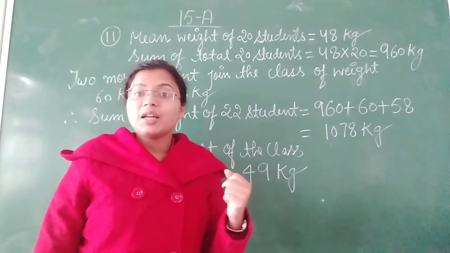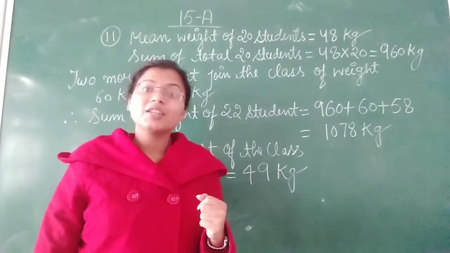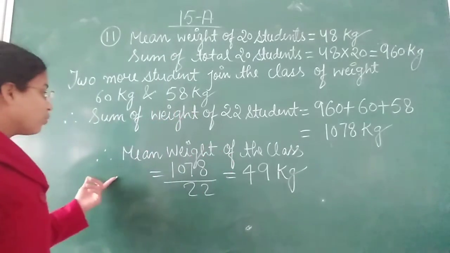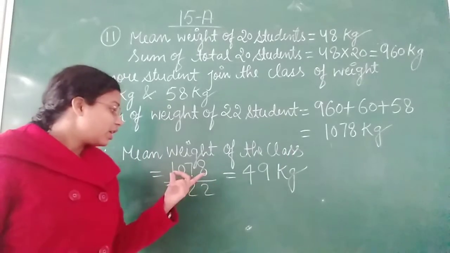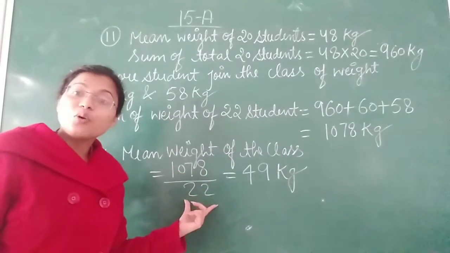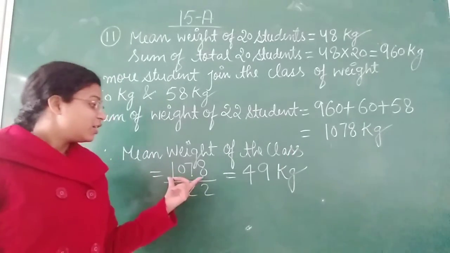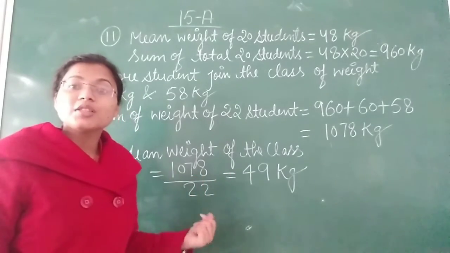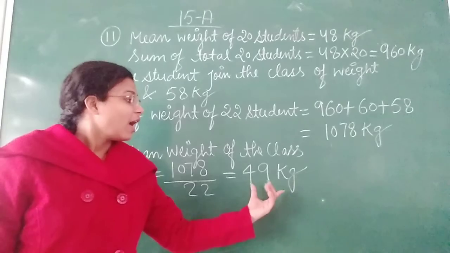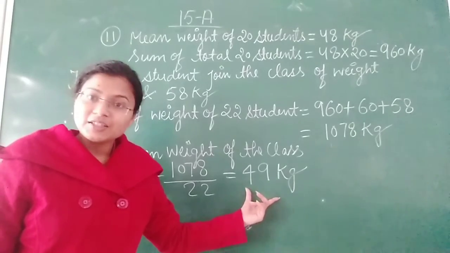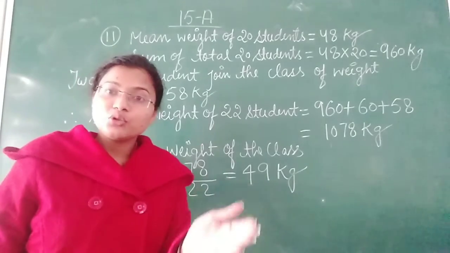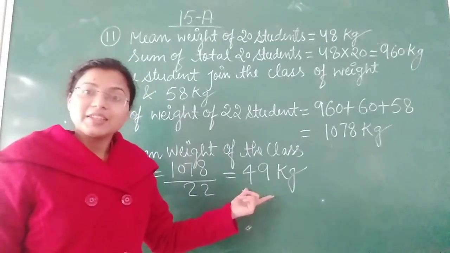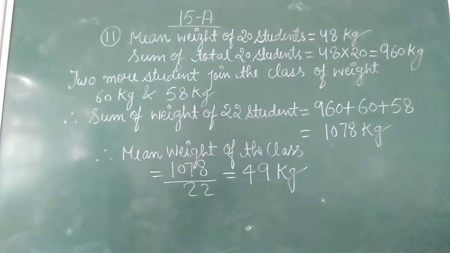And how many students are there now? The number of students is 22. Now it is asking you to find the mean. So the mean weight of the class will be the sum of the observations upon the total number of observations. So the sum is 1078 upon 22, the total strength of the class, and this will give you 49 kg. That means after the two more students joined the class, the mean will be 49 kg. So this is your solution.